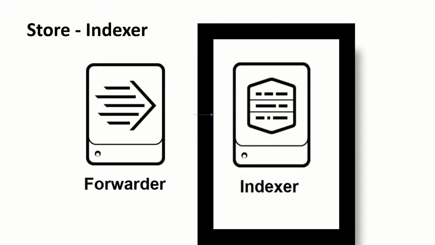The next component is store, or indexer. The indexer stores the data coming from forwarders. It can be a heavy forwarder or universal forwarder. From those components, it stores the data. The indexer stores the data in the form of raw logs or in the form of files in a directory. This component is mainly used for storing the data.